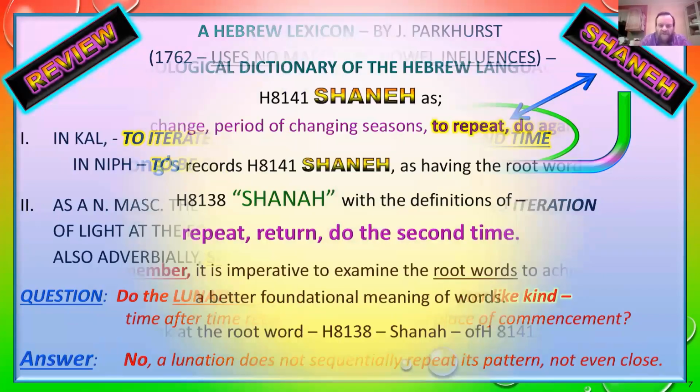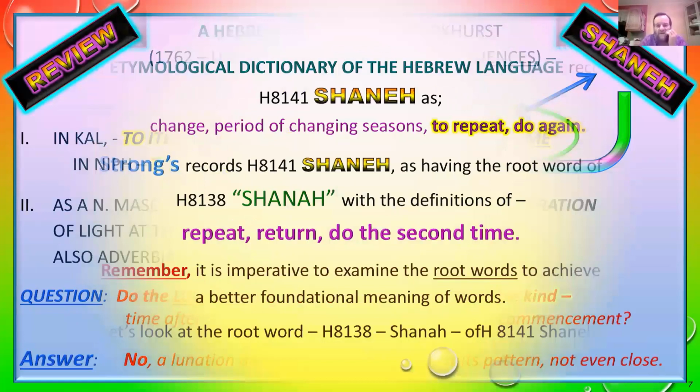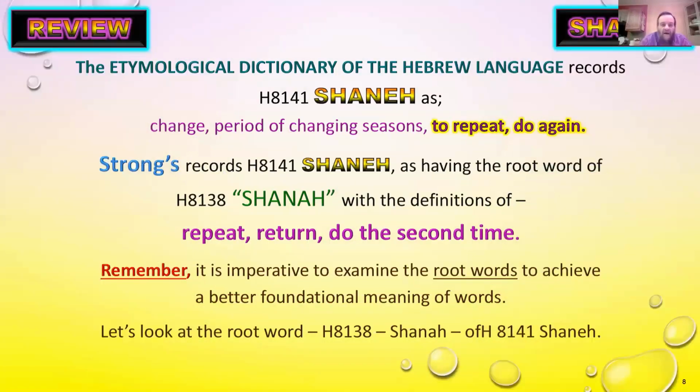Here's the etymological dictionary of the Hebrew language, and it records Shane as change, period of change in seasons, to repeat, do again. And Strong's records Shane as, in the purple, repeat, return, do the second time. And for emphasis, I'm going to read that again. Do the second time. Very, very vital. Remember, it is imperative to examine the root words to achieve a better foundational meaning of words.